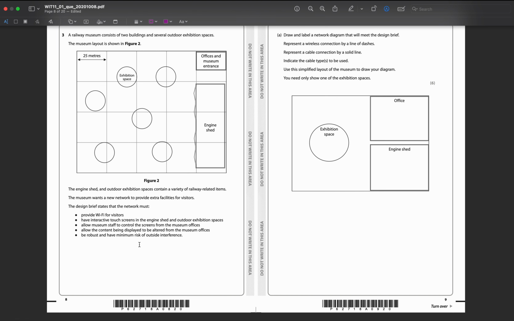Be robust and have minimum risk of outside interference. So from the outside they shouldn't be able to interfere. Draw and label a network diagram that will meet the design brief. Each of the exhibition space, office and engine shed should be connected by a cable connection represented by a solid line. Okay, we have to create a cable connection. Indicate the cable type to be used. Using the simplified layout of the museum to draw your diagram, you need only show one of the exhibition spaces.